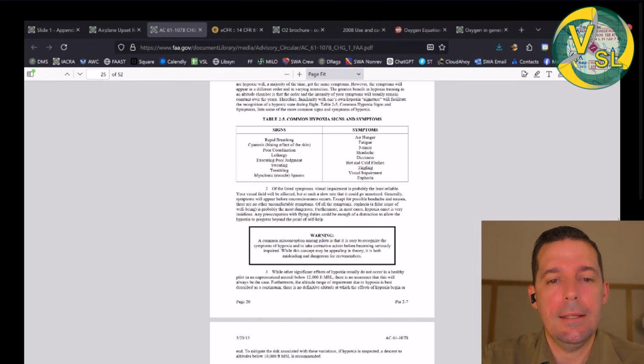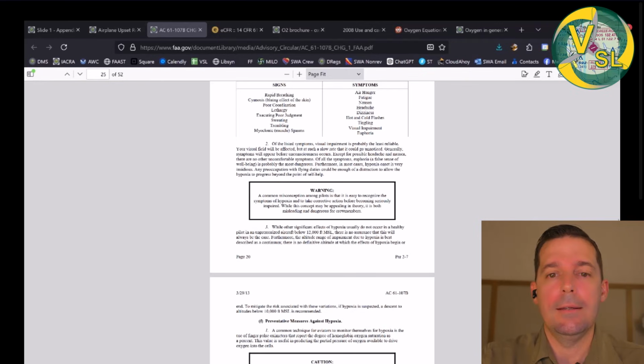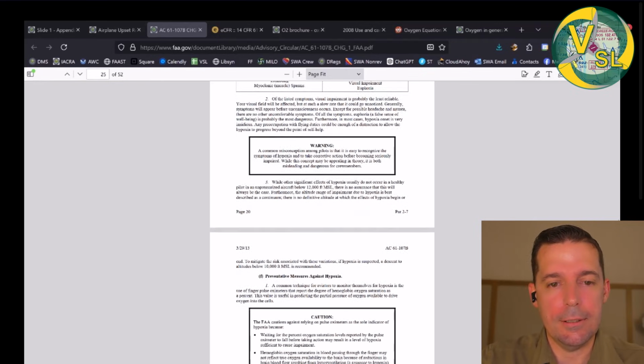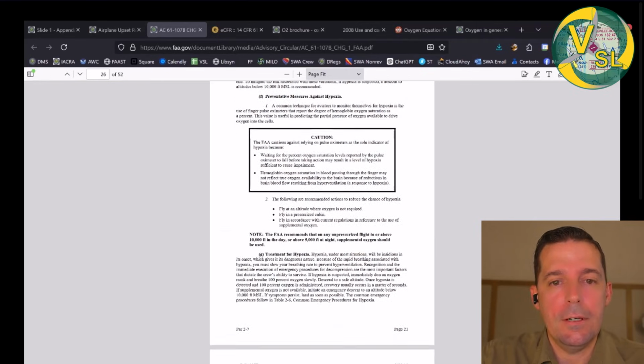Sweating, trembling, and muscle spasms. So your symptoms: air hunger, fatigue, nausea, headache, dizziness, hot, cold flashes. Those are all listed there. All right, preventative measures against hypoxia.